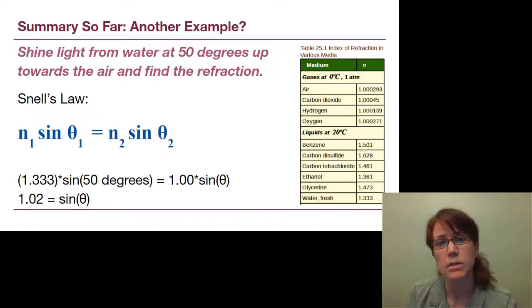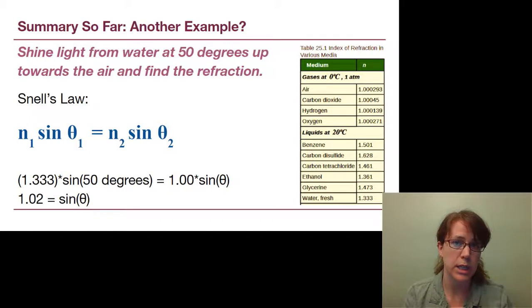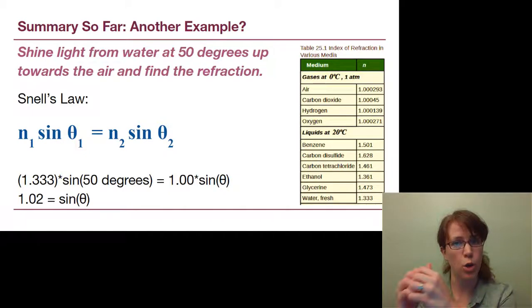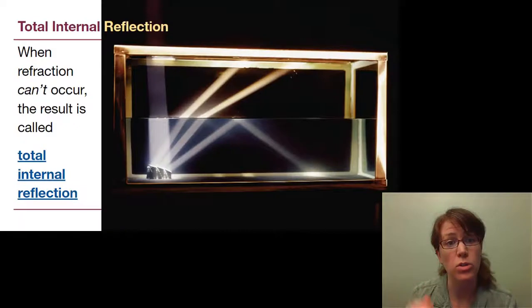Something happens if we go from a higher index of refraction material into a lower index of refraction material, and only if the angle gets too big. That weird something that happens is called total internal reflection. So look at this example here.